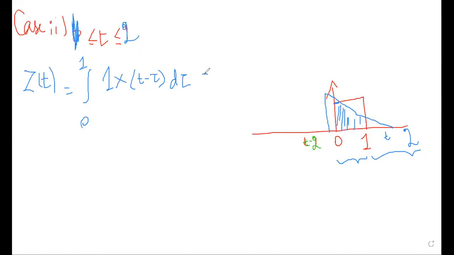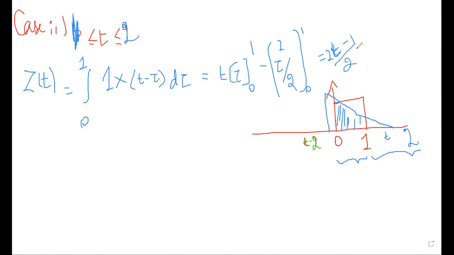Anyone completed? So it is t into tau from 0 to 1, minus tau square by 2 from 0 to 1. Okay, 2t minus 1, divided by 2. So 2t minus 1 by 2 is the answer. So successfully we have completed case 3.